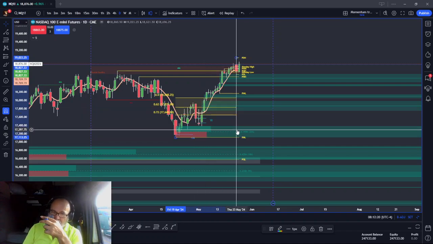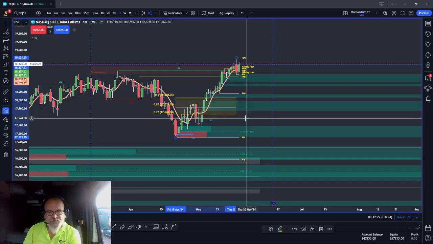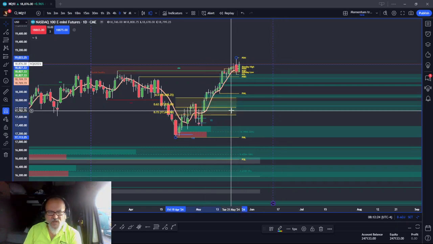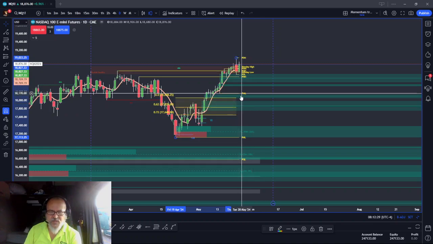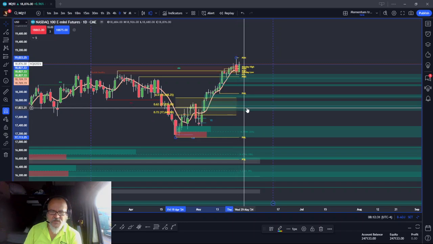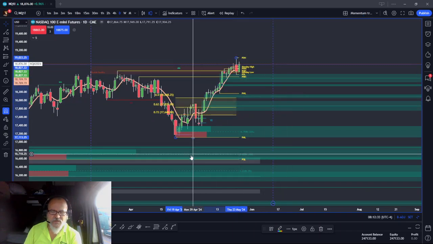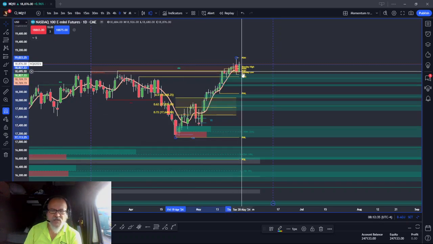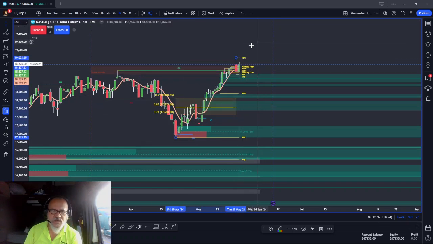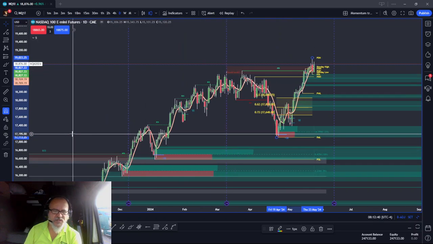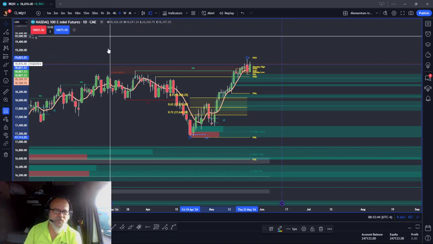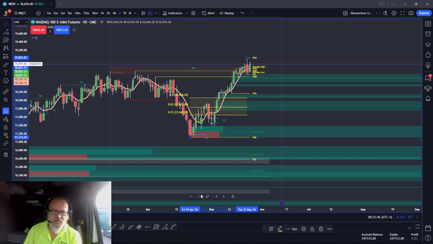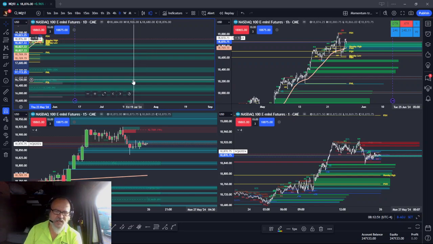And we do have a fair value gap right inside there. We could sweep the weekly low into this fair value gap, and then see what happens from there. But right now, this still looks like it's going to continue bullish. So we'll see what happens on Tuesday with that. All right. Well, that is the NASDAQ.